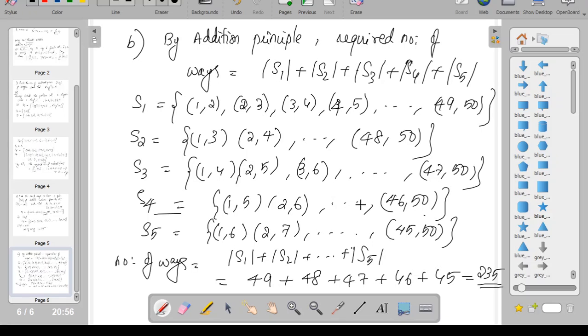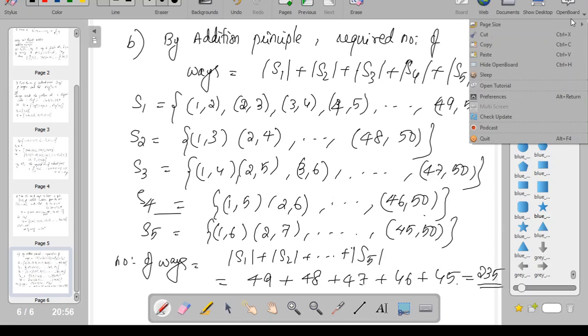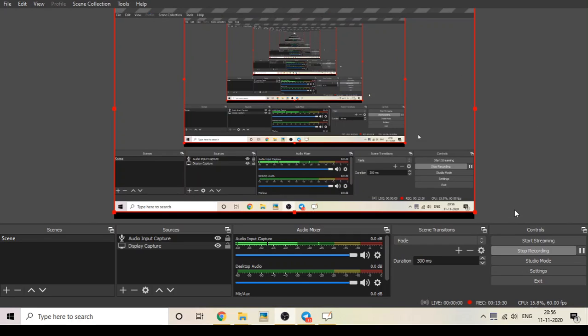So add up all the cardinalities. Therefore the required number of ways is 49 plus 48 plus 47 plus 46 plus 45, which is equal to 235. So these are a few examples of the addition principle. In the next class we will look at the multiplication principle.